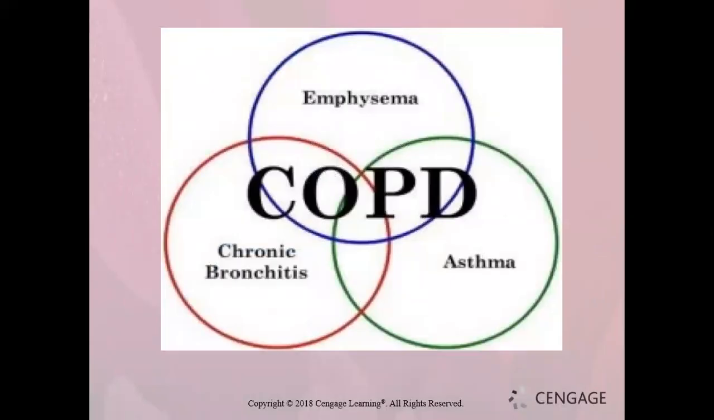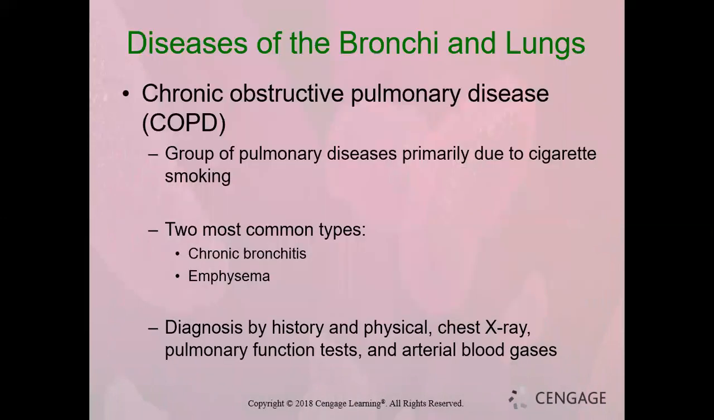All right, so let's talk a little bit about COPD. COPD is kind of a triad of emphysema, asthma, and chronic bronchitis. They kind of overlap there. So, like I said, it's a group of pulmonary diseases primarily due to cigarette smoking. Can people get this that didn't smoke? Yes. Is it very likely? No. The two most common types are chronic bronchitis and emphysema.